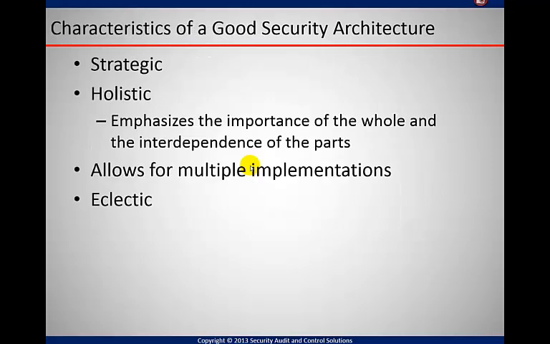Characteristics of a good security architecture is all to do with strategic. Then we look at the business strategy, we look at the security environment and access control, and how the whole design. So it actually looks at the direction the business is going, so that it will be adapted to the business. Holistic, where it emphasizes the importance of the whole, however the independence of the parts. It allows for multiple implementations, and usually what I say is eclectic is the word. Eclectic means that we will take the best from different frameworks and adapt it for our benefit.